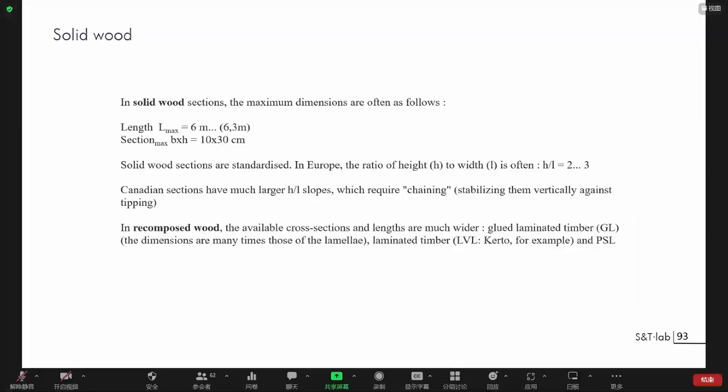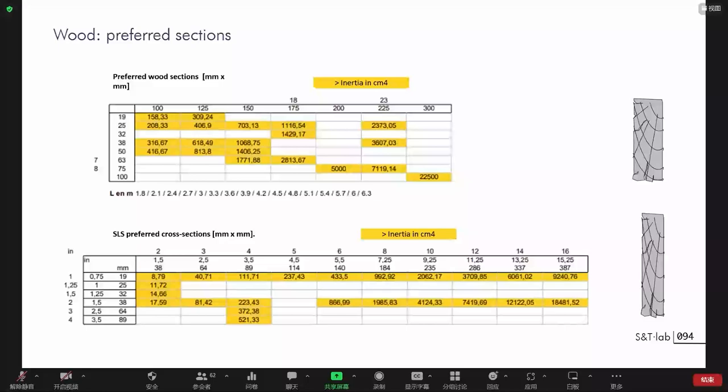And that's a question. You also have the length of the timber that could be limited, most of the time around 6 meters, and the section could be limited also. And the fact is that we have kind of industrially produced sections. I don't know in China, but you will tell me about this.